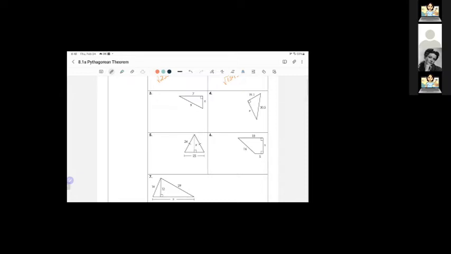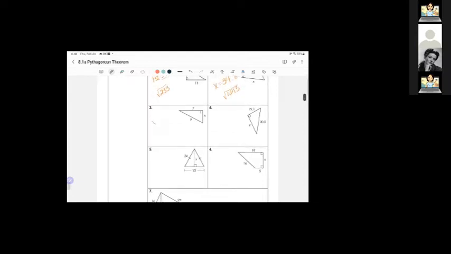Number 3. Mental, do you have number 3? 5.7. So if you're not getting these answers, please ask, like if you got something different, let's check why. Did you do the radical? Root what? But that can also be simplified.